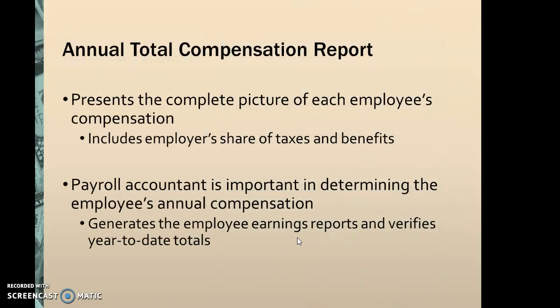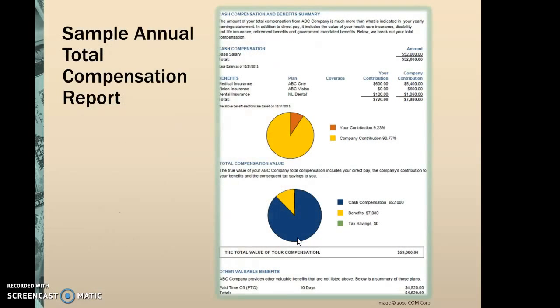The annual total compensation report is a complete picture of the employee's compensation in the organization. It includes the employee shares of taxes and benefits. So it's important as a payroll accountant to determine the employee's annual compensation. You would also utilize this when you are completing their W-2s. This is an example of an annual total compensation report. As you notice, it is a yearly statement. It shows the cash compensation, the employee's benefits, and the employer's contribution, and then the total compensation value.